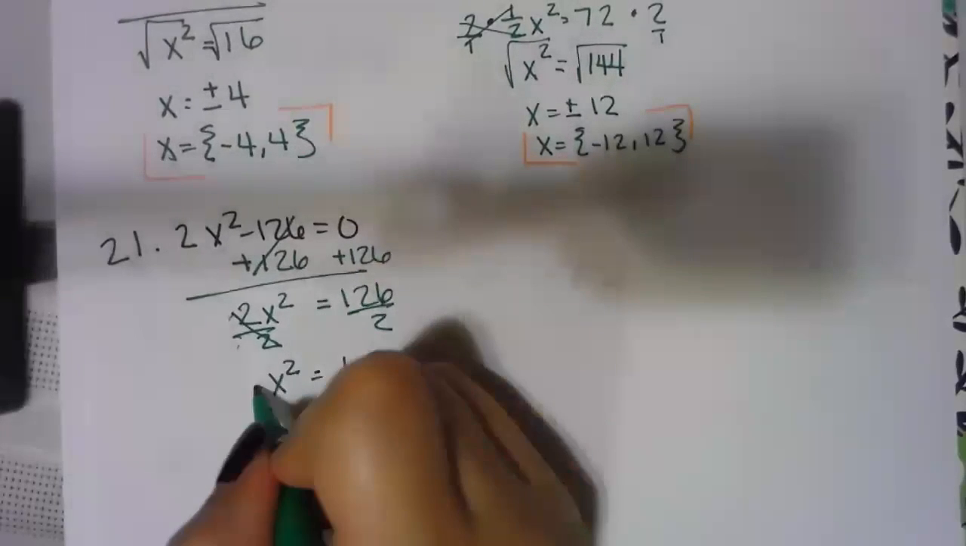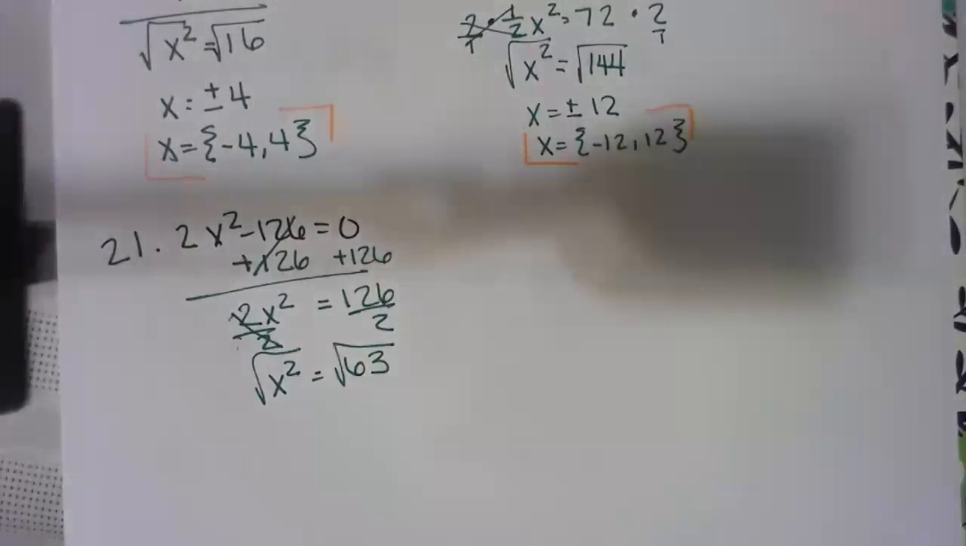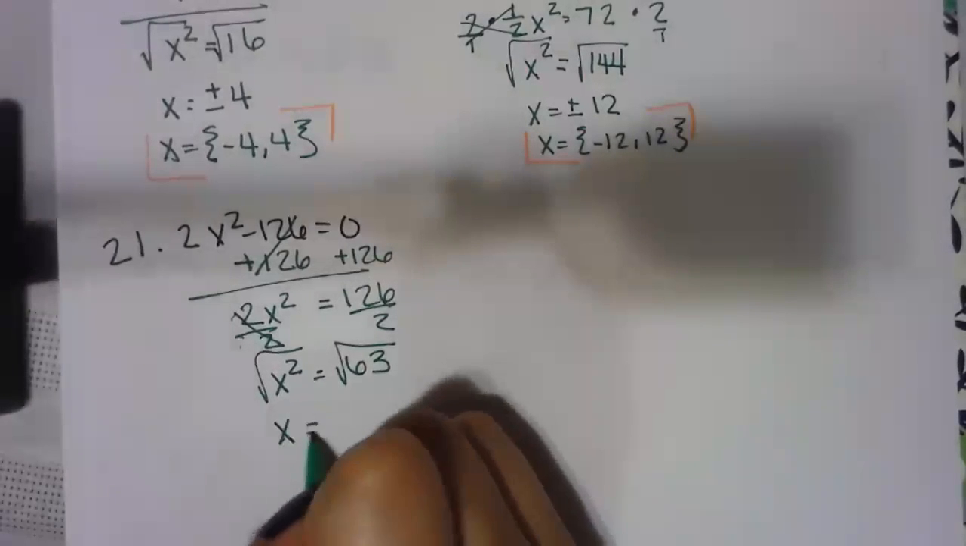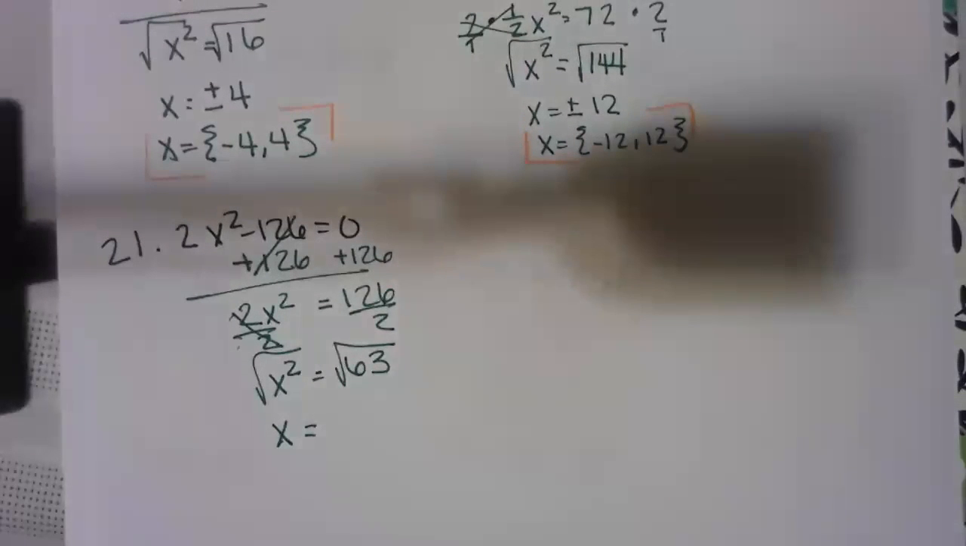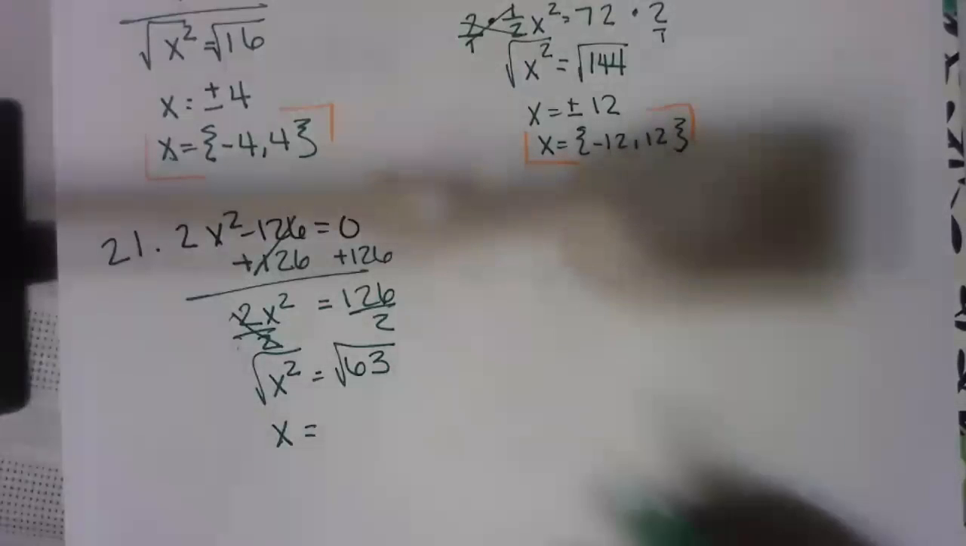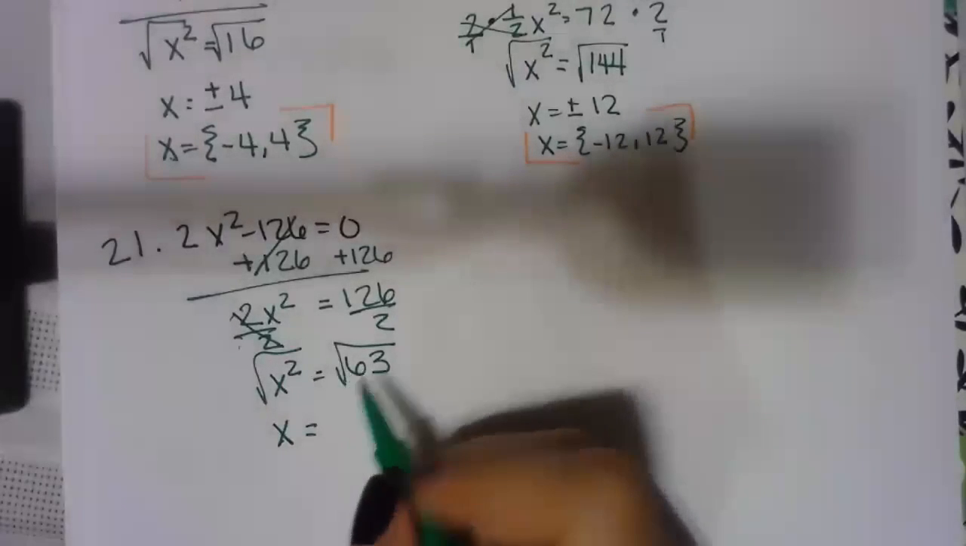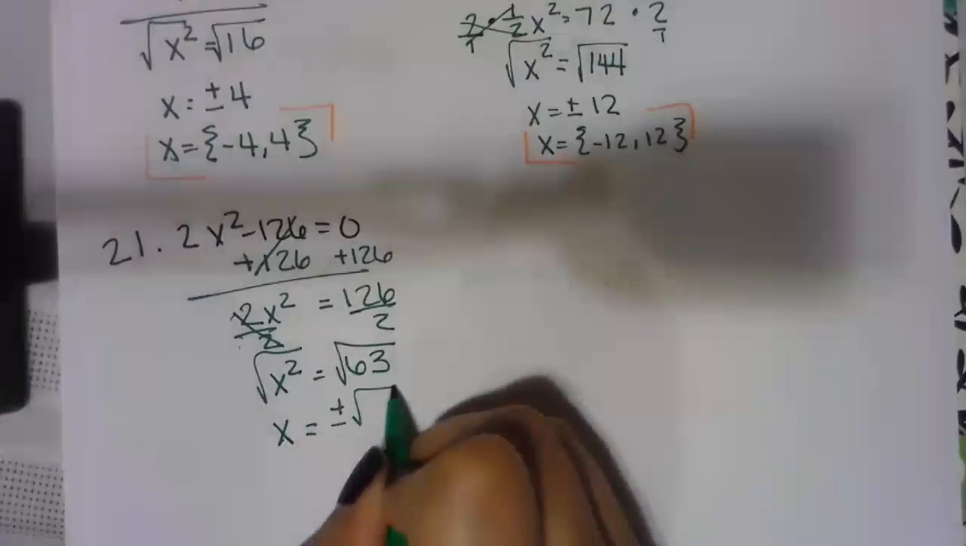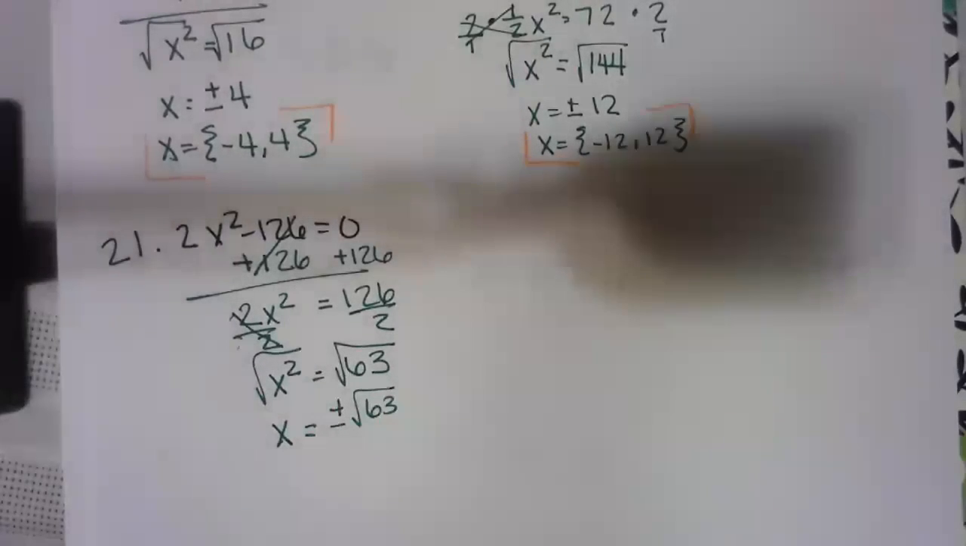Then you take the square root of both sides, and you would get x. If you tried to take the square root of 63 in your calculator, you would actually get an irrational number. You would get a never-ending decimal with no pattern, no repeating pattern. So you would actually just have plus or minus the square root of 63, which is a total legit thing you can have.